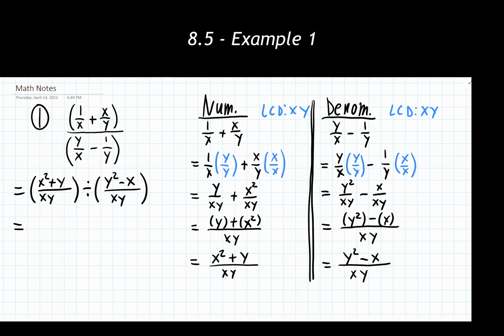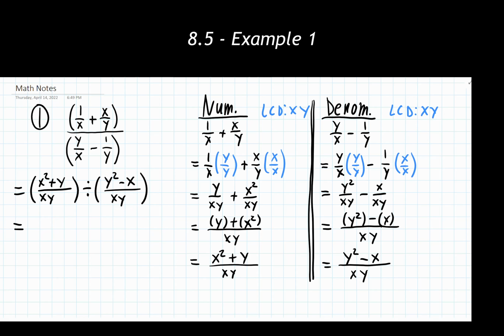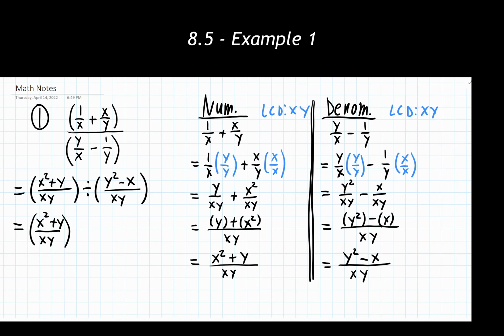So now, to solve this division problem, I'm going to need to change the sign here to multiplication, and I'm going to flip the fraction that comes after the division sign. The fraction in front of the division sign is not going to change at all, so I'm just going to be rewriting that in the line below. And because these two things are multiplying together, I don't actually need to write in multiplication signs at all. I can just have the parentheses next to each other. And now I have two fractions multiplying together.